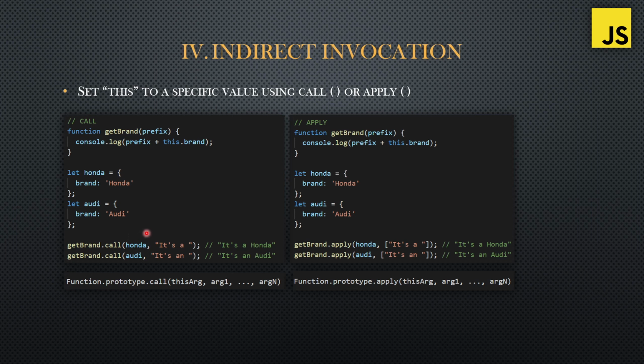So the function will be called with the prefix it's a Honda.brand, which will be Honda. And the same applies for Audi. It's an Audi.brand, which will be Audi. In the other example with apply, you have exactly the same example, but the only difference between the two functions is that apply accepts an array or an array-like argument.